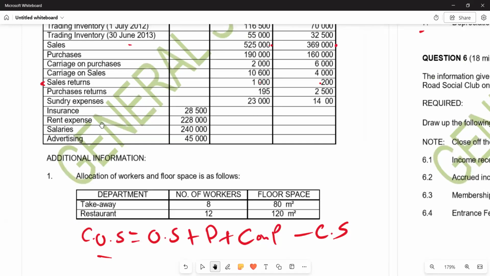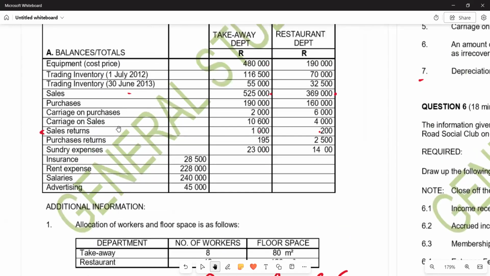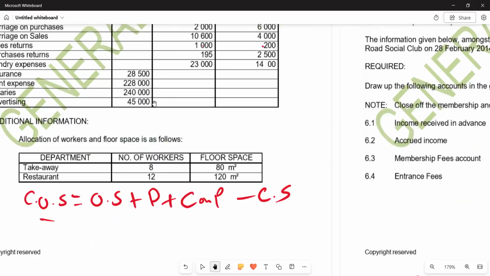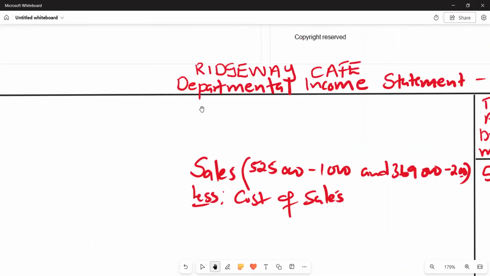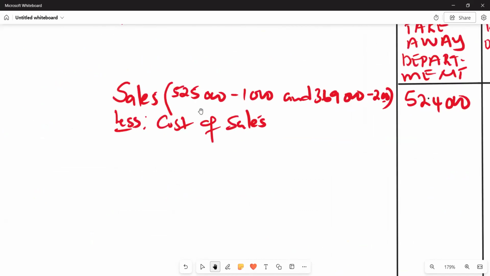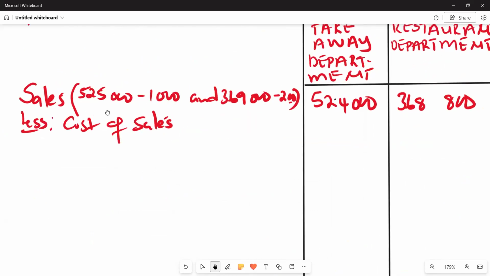So we go to our opening stock. We are given it as trade inventory at 1 July 2012, where the year is starting. We've got 116,500 for the takeaway, and then we have got 70,000 for the restaurant. So those are the figures that we have. So what it means is we are going to leave it blank in terms of cost of sales because we are calculating it beneath there.